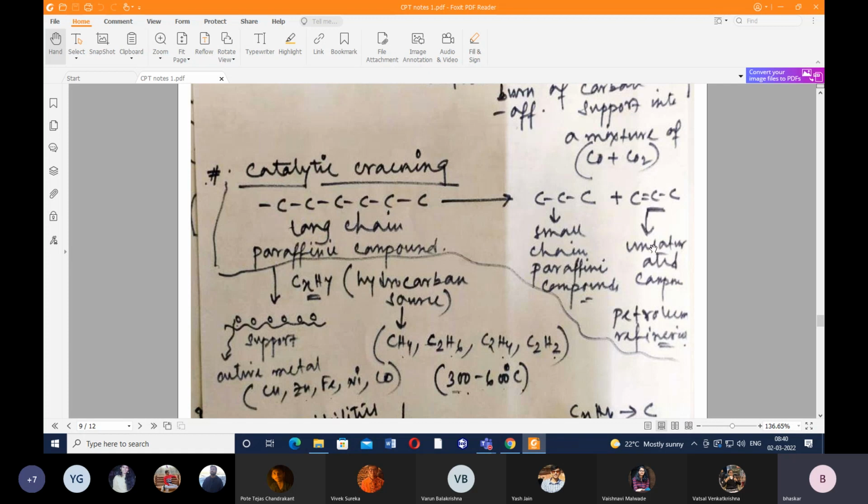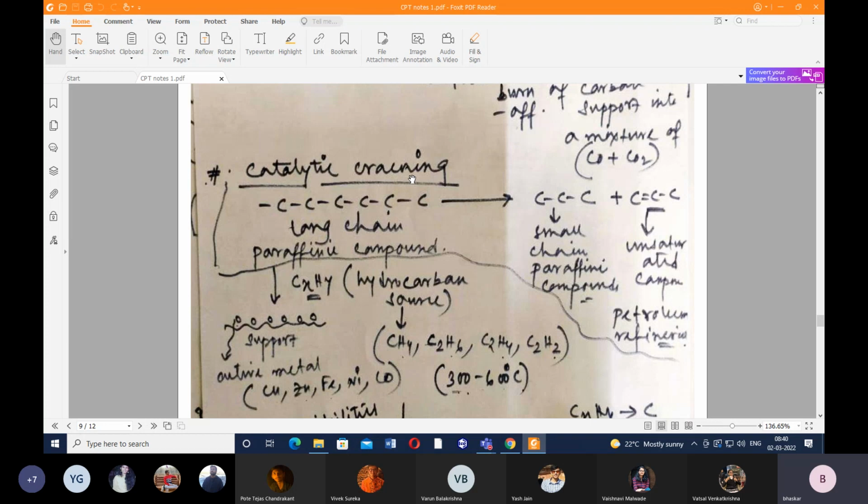They can further be cracked into smaller fractions. But for the time being, let's remember we are starting with a 6-carbon long chain paraffinic compound and following catalytic cracking operation at a certain temperature, let's assume around 450 or 500 degrees Celsius, in the presence of a catalyst. For catalytic cracking, we can use different types of catalysts. What could be our typical catalyst? It can be a nickel-based catalyst: nickel supported on silica, nickel supported on silica alumina, or nickel supported on alumina.